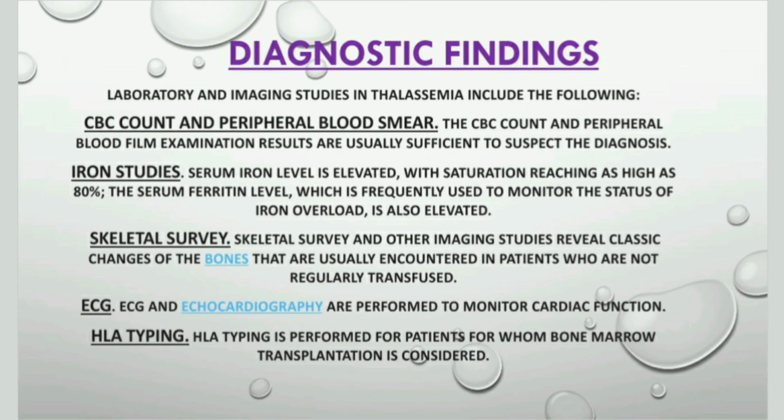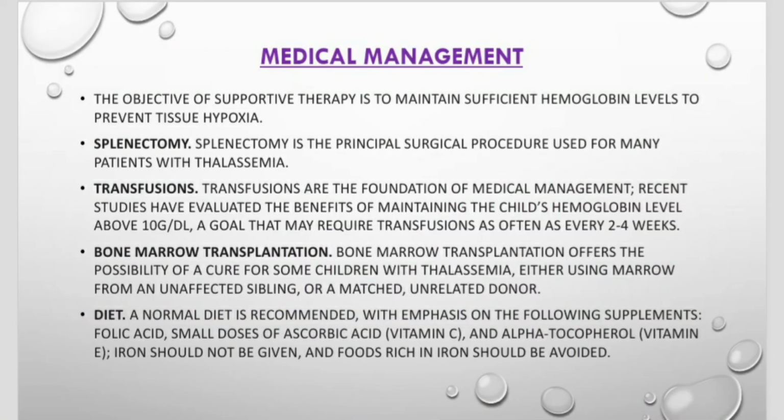Number three is skeletal survey. Skeletal survey and other imaging studies reveal classic changes of the bones that are usually encountered in patients who are not regularly transfused. Number four is ECG. ECG and echocardiography are performed to monitor cardiac functions. Number five is HLA typing. HLA typing is performed for patients for whom bone marrow transplantation is considered. After that, we have medical management.